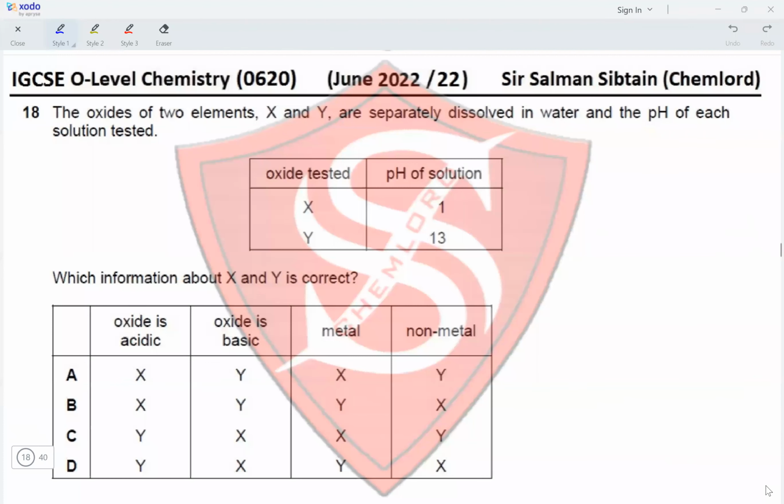Question 18. The oxides of two elements X and Y are separately dissolved in water and the pH of each solution tested. The oxide of X gives a pH of 1, so it is acidic, and the oxide of Y gives a pH of 13, making it basic. What information about X and Y is correct? Oxide is acidic would be true for X, eliminating options C and D. And oxide is basic would be Y. So both options A and B have Y as the basic oxide.